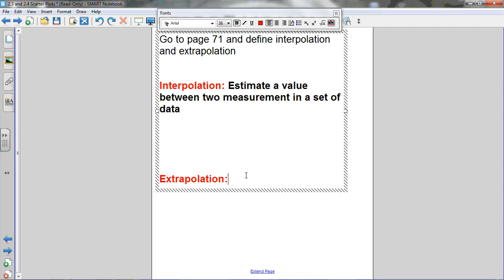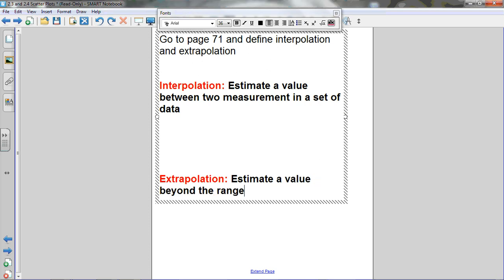Okay? To make an extrapolation, or to extrapolate, means to estimate a value beyond the range of a set of data. When I show you this visually, it'll probably help as well.